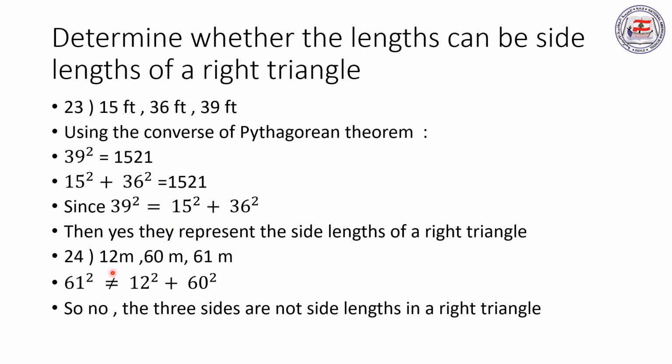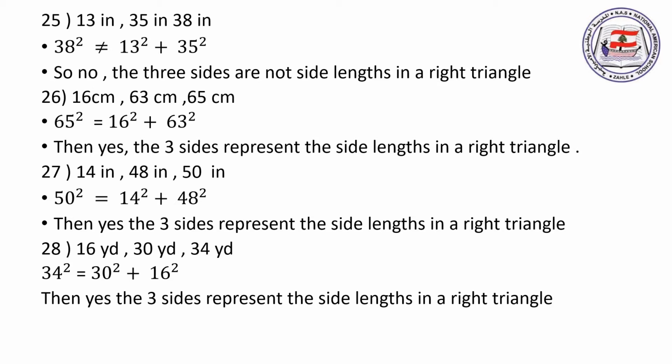In number 24, 12 meters, 60 meters, and 61 meters: 61 squared is different from 12 squared plus 60 squared, so we can deduce that the three sides are not side lengths of a right triangle. In number 25, we have 13, 35, and 38 inches. So 38 squared is different from 13 squared plus 35 squared. So the three sides are not side lengths of a right triangle.